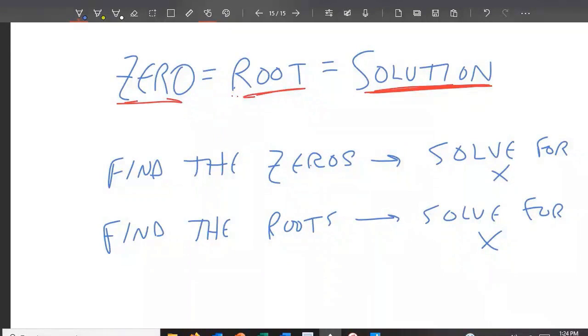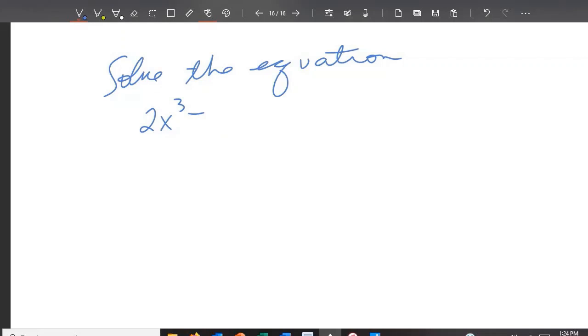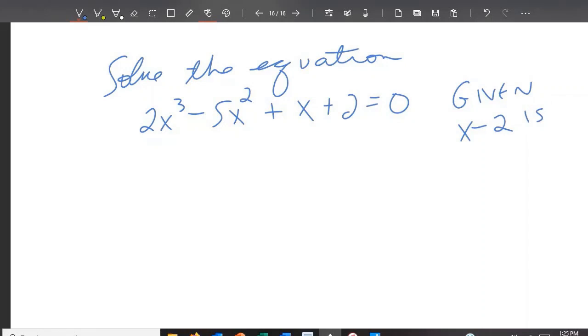Now, either one of them will be used in the problems, so we have to know that they mean the exact same thing. Now, I'm going to give you some examples from the book using different ways of saying the same thing, and I want to see if we can figure them out. Here's a problem. It says solve the equation 2x cubed minus 5x squared plus x plus 2 equals 0, and I'm given that x minus 2 is a factor.